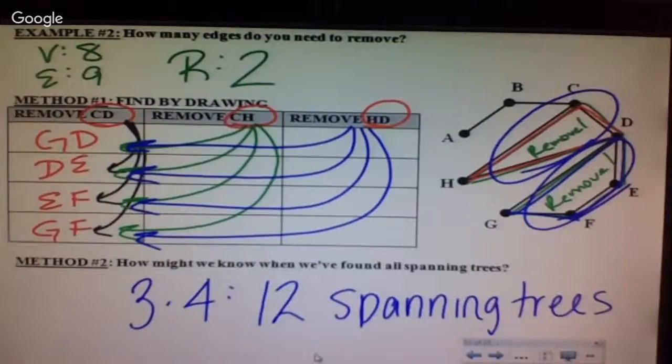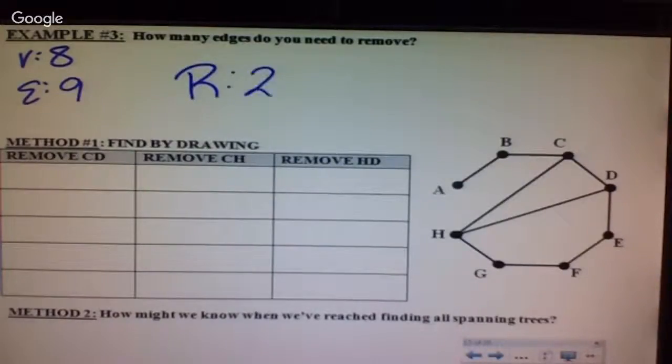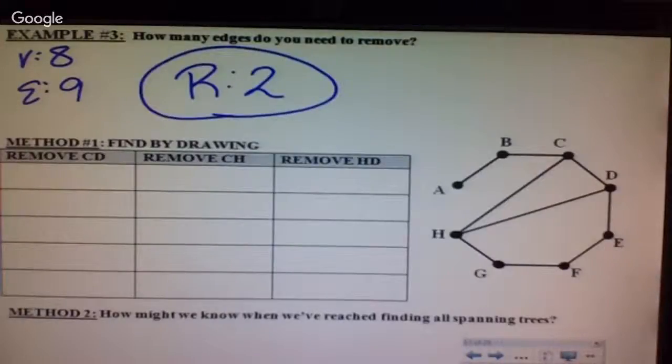All right, we're going to do some more examples. We've got one more scenario that can happen. This is my last scenario, and then we're going to practice. So in this scenario, how many vertices do I have? 8. How many edges do I have? 9. So what's my redundancy? 2. I need to remove 2 edges.